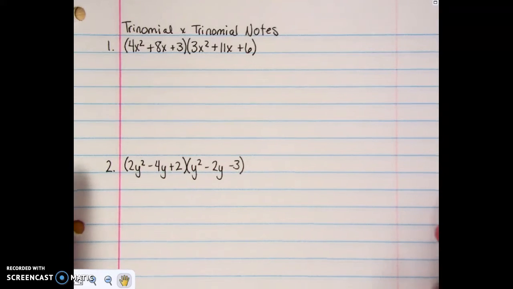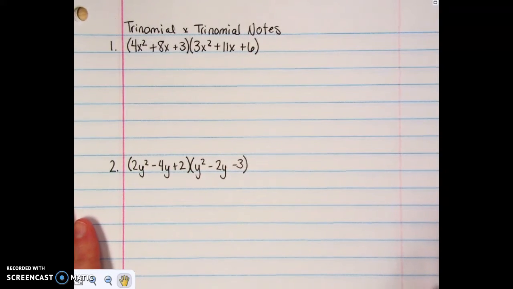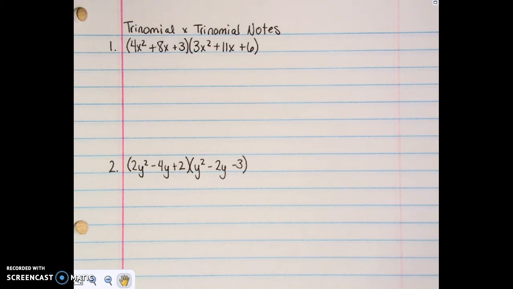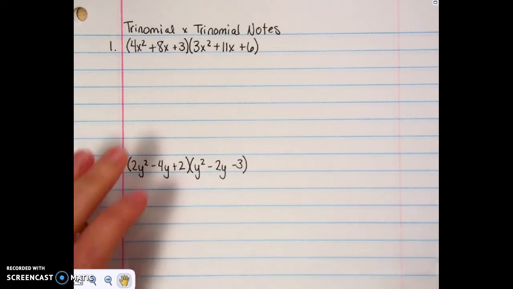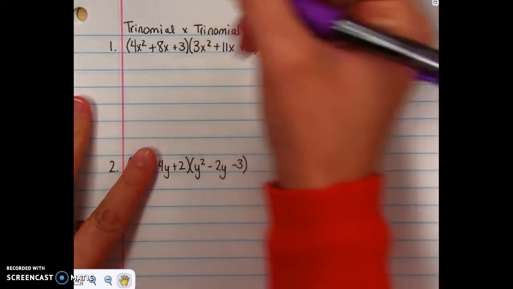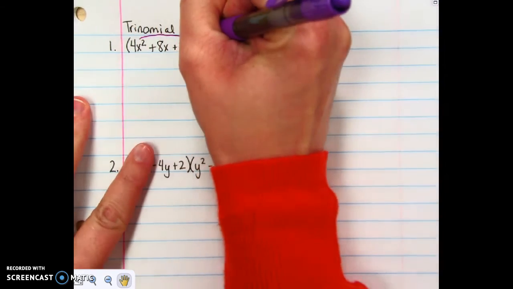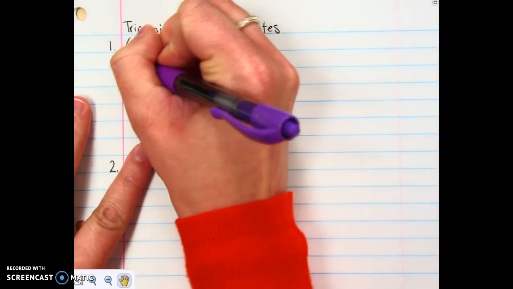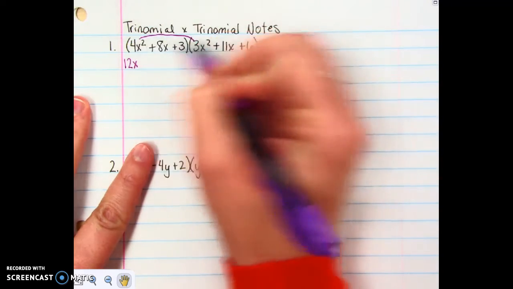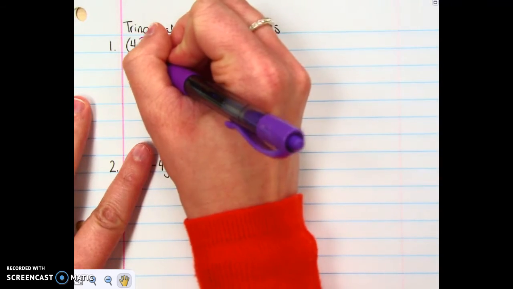Okay, now we are going to try doing trinomials times trinomials, and this involves a lot of work. For this one I'm going to be using 3 different colors because I'm multiplying by 3 different terms. So I will start with the 4x squared. Now I'm going to have to do 4x squared times 3x squared. That gets me 12x to the 4th. Let's see, 2 plus 2 is 4.